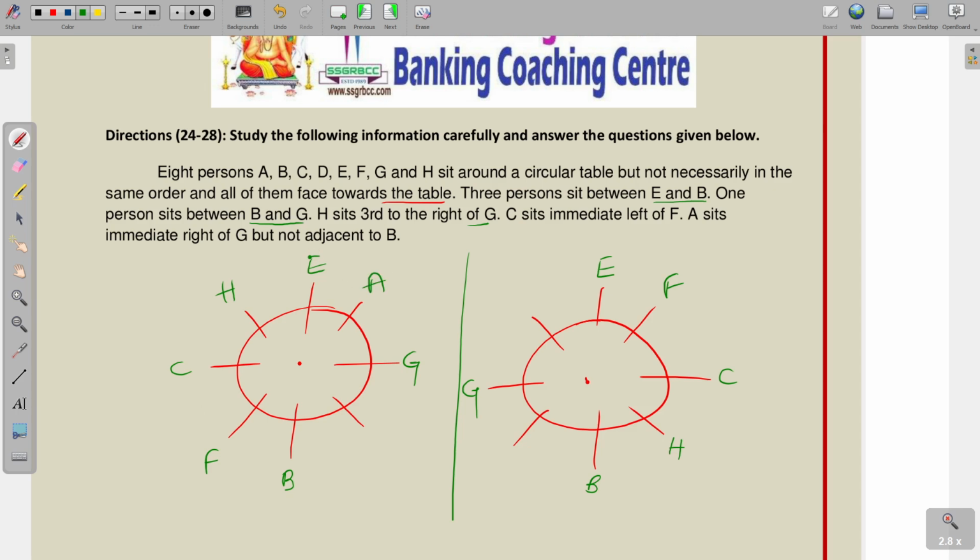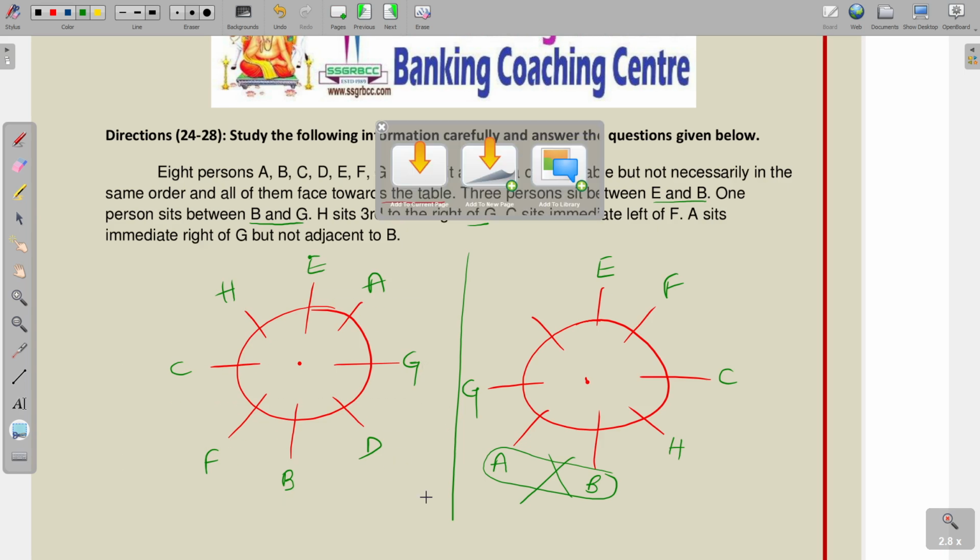So from possibility 1, the condition is satisfied. So from possibility 2, G here. If I place A here, both B and A are immediate neighbors. This is not correct. Only possibility 1 follows. So the remaining person D is coming here. It is the puzzle. So let's move on to the questions.